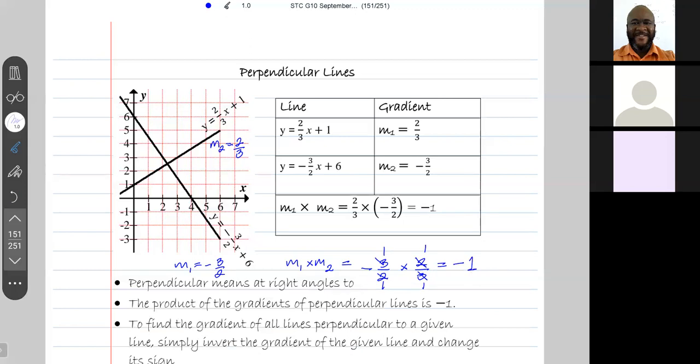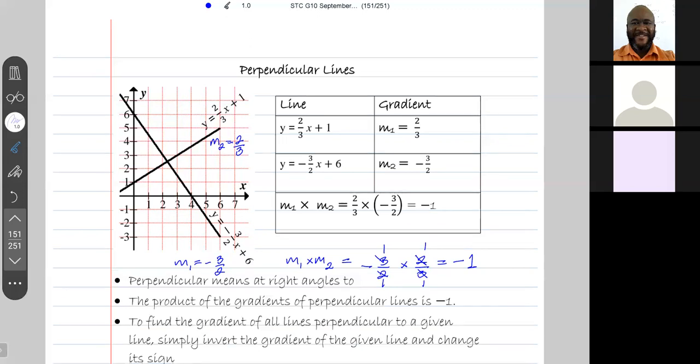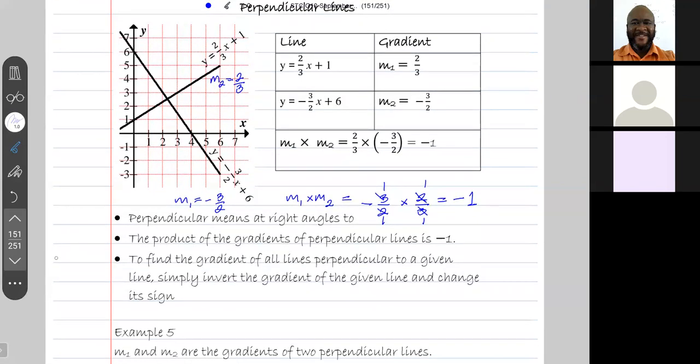Guys, now if you multiply the gradients of two lines and get -1, it is because the two lines are perpendicular to each other. Stay with me. What is important is the implication. What is the implication of that statement?